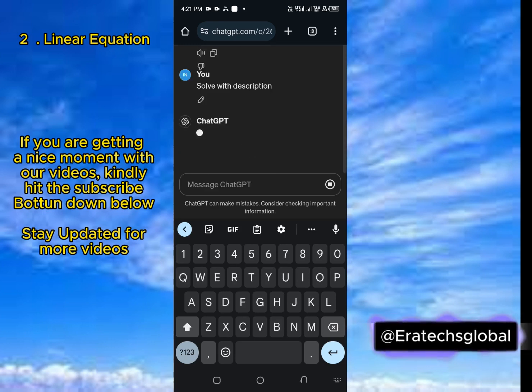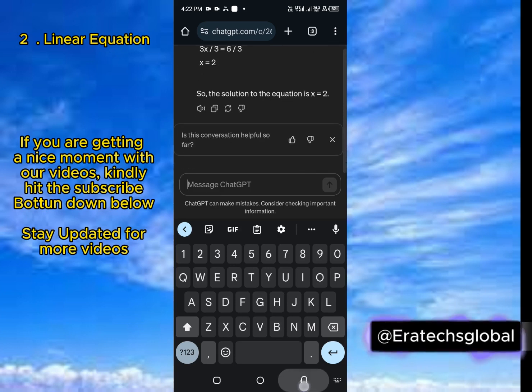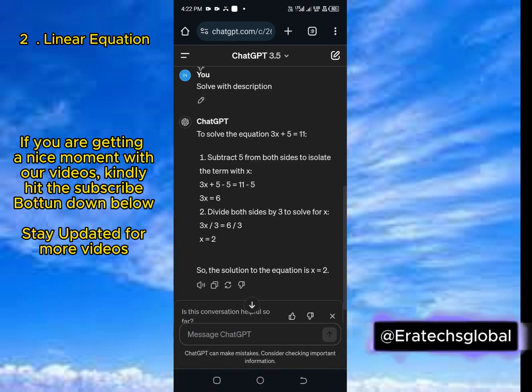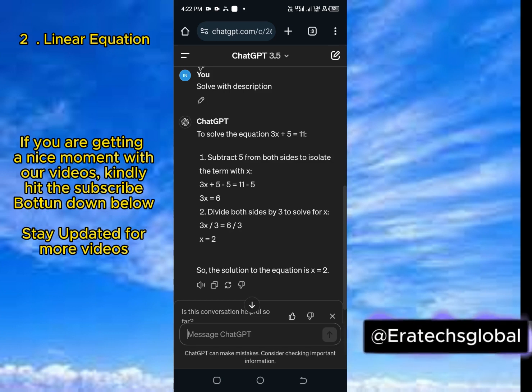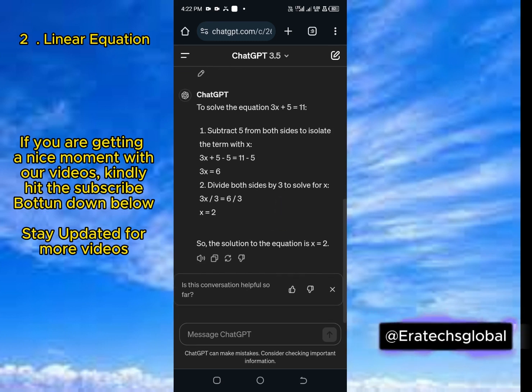Solve with description, to solve the equation. That's it. Look at that. To solve the equation 3x + 5 = 11, number 1, subtract 5 from both sides to isolate the term with x. 3x + 5 - 5, just like that. Okay, 3x equals this. Then finally divide both sides by 3 to solve for x. Final answer is 2. So the solution to the equation is 2.